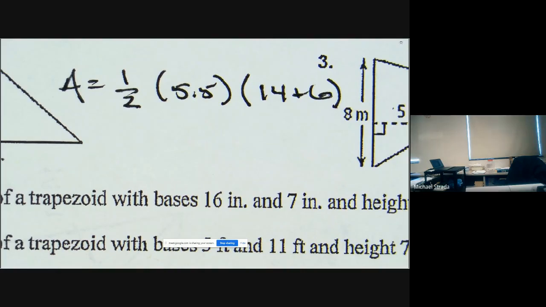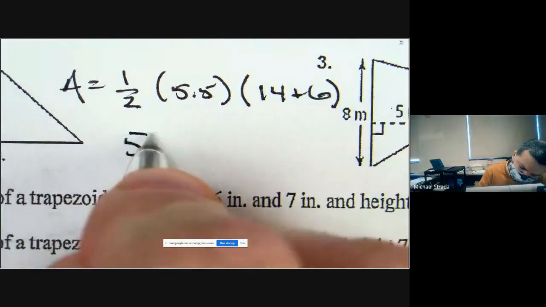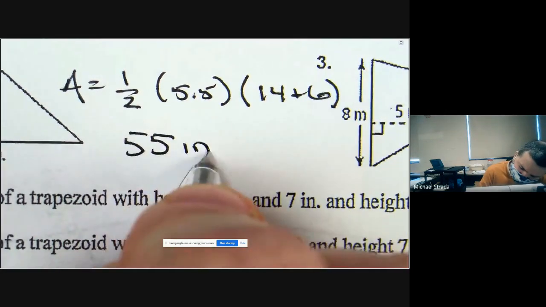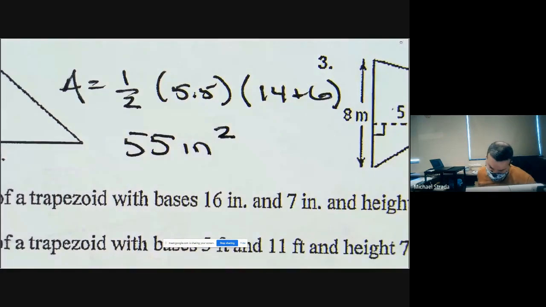14 plus 6 is what? 20. What's half of 20? 10. And 10 times 5.5 is 55. That may be the difference for some of you of having enough time on the quiz, by identifying the fastest way to do this. All right, and that would be 55. What is the original unit? Inches, and what exponent do we add alongside it? Squared.